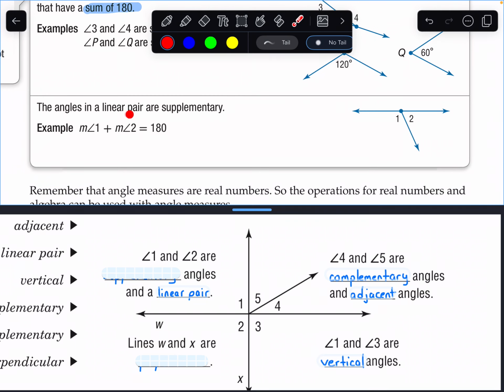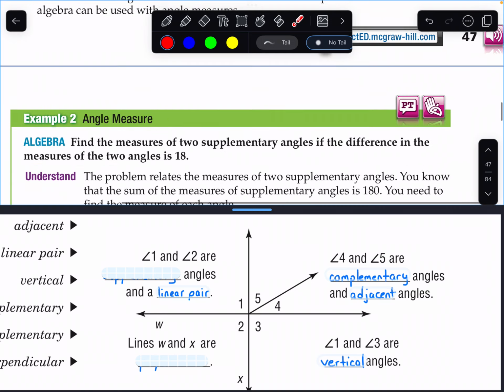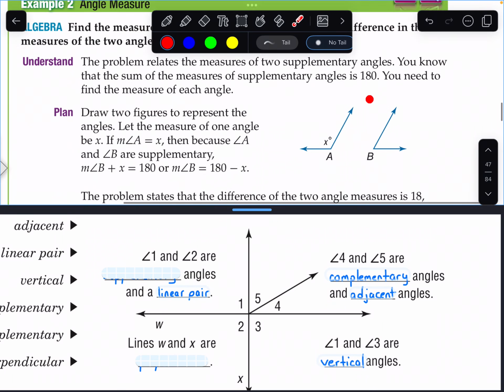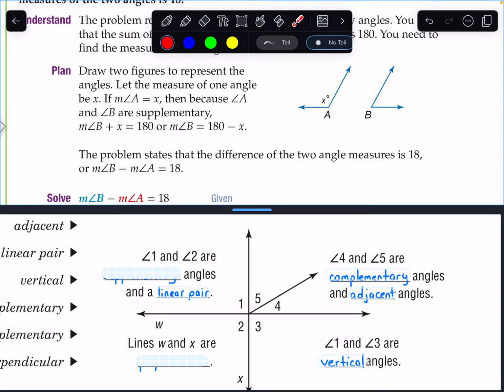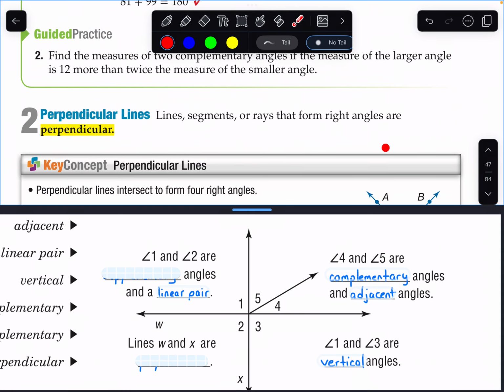So the angles in a linear pair are supplementary always. We know nothing about the individual measures, but we know both of them together. If they form that set of opposite rays, the sum will be 180. And remember that angle measures are real numbers. So the operations for real numbers and algebra can be used with angle measures. Add, subtract, multiply, and divide them, and find angle measures using algebra and what you know about their sums based on supplementary, complementary, and all that. Add, subtract from 90 and 180. See part 2 for that example.